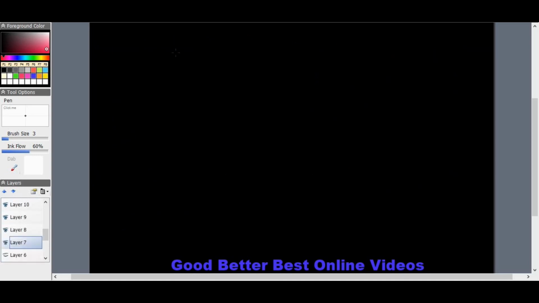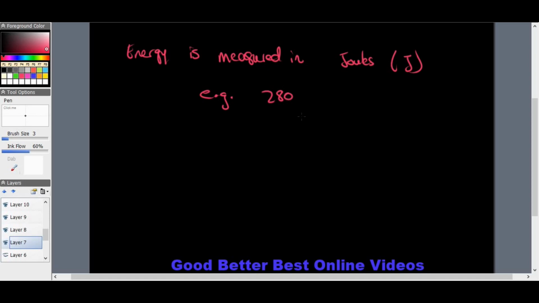Now, what do we measure energy in? Energy is measured in joules. I write it as a capital J because, for example, if your answer were 280, the value of either potential or kinetic energy, obviously you'd measure it as 280 joules. Okay, capital J.